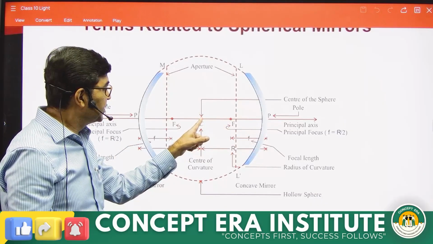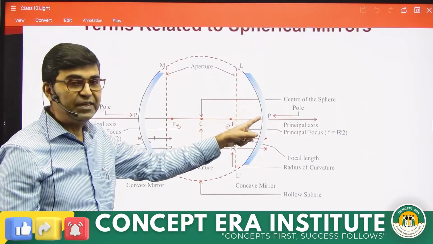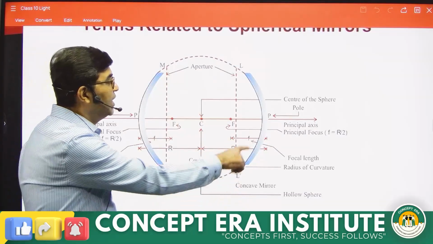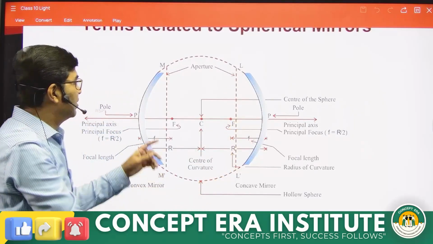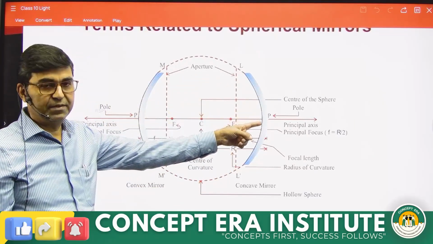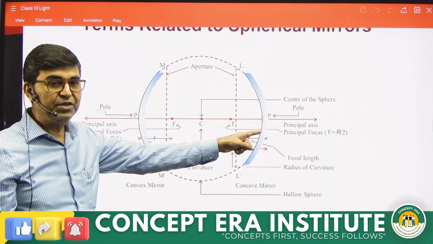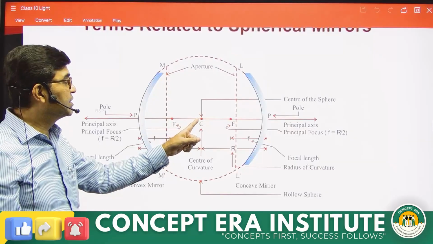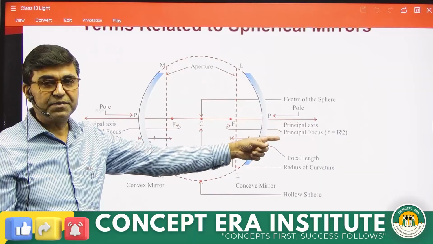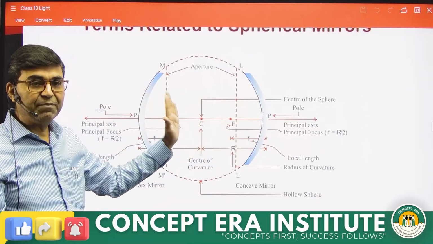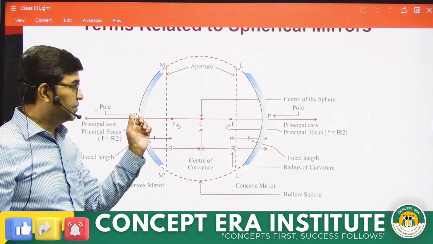The distance from the center to any point on the mirror is known as the radius of curvature. If we divide the curvature of the mirror and take its center, that is the point we call the pole. Pole is the central point of the mirror. The line joining the center of curvature and pole is called the principal axis. All the objects are kept on the principal axis and their images can be traced accordingly.